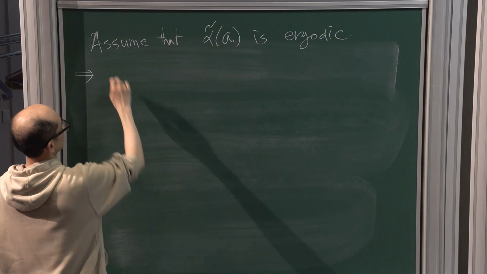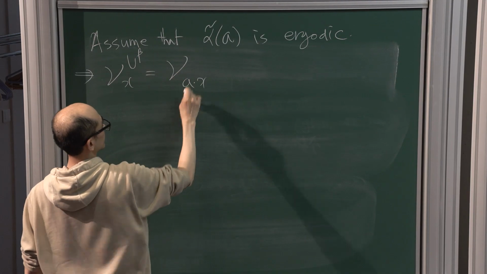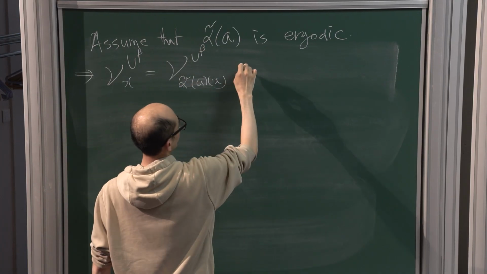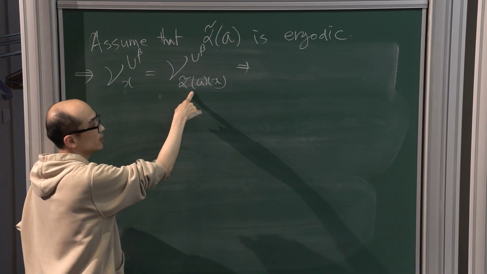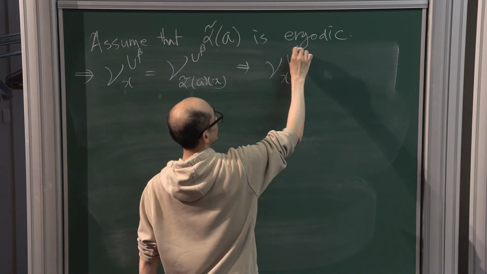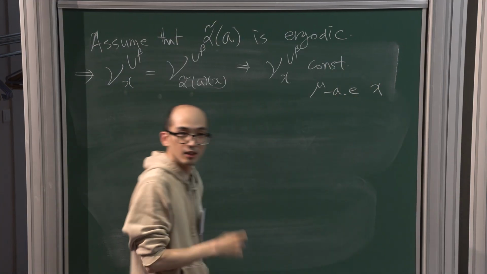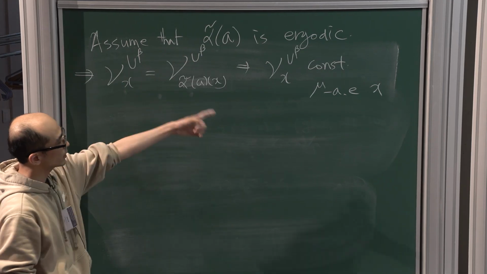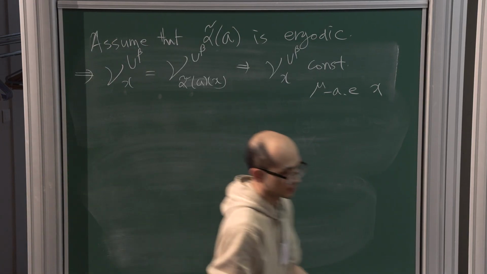Then nu of x U beta is the same as nu of A dot x, which is alpha tilde of A of x, U beta. This means that this is a measurable family, but invariant under the A. So nu x U beta is constant for mu almost every x. This is the ergodicity of the alpha tilde A. If you have a function that is invariant under the dynamics, then it should be constant. OK, then what do I have?